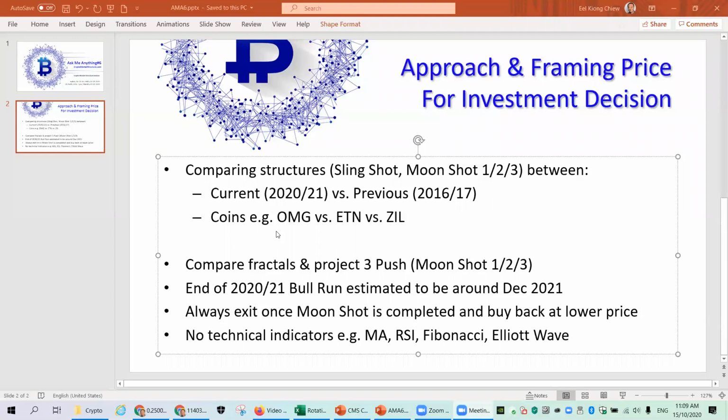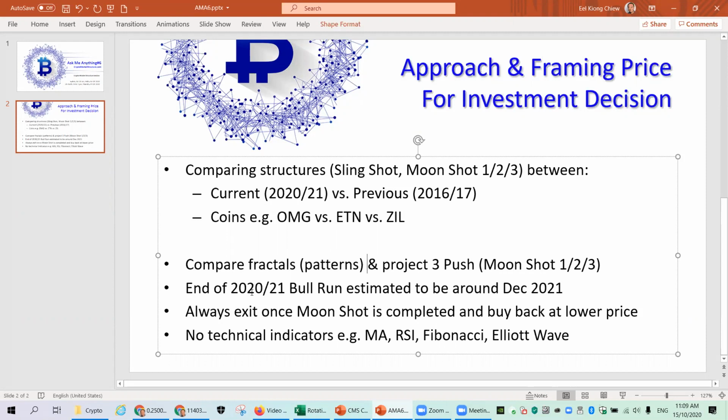The other thing we will do as well is compare fractals or patterns. Now that is not as important as structures. Fractals are just patterns, right? The emerging patterns. Patterns are not as important as structures, but we still do compare patterns so that you can see how it unfolds.